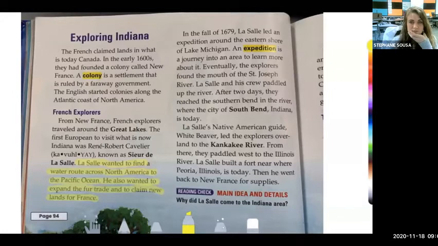Imagine if you were to explore an area where nobody ever explored before. If you were the first one there or one of the first ones there, you would probably want to claim that land. So that's probably really important for LaSalle.